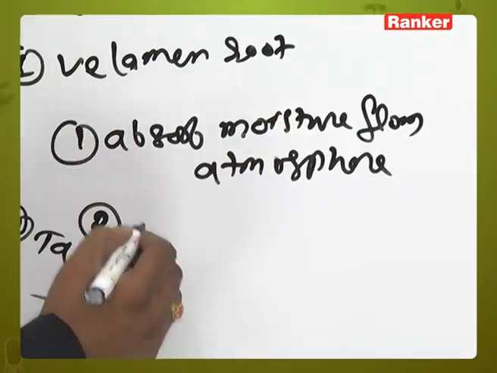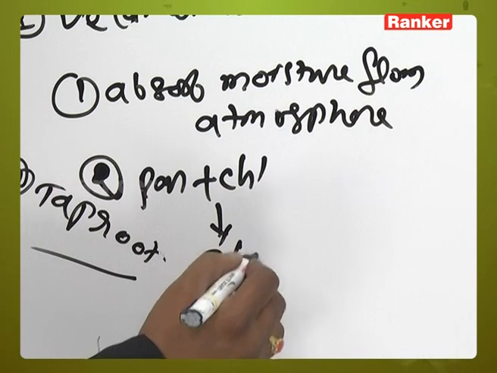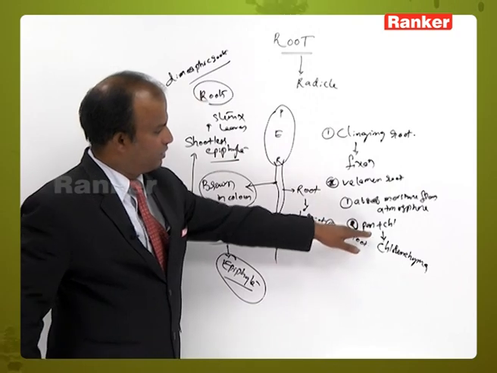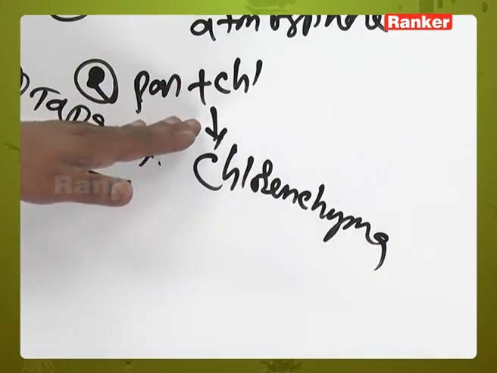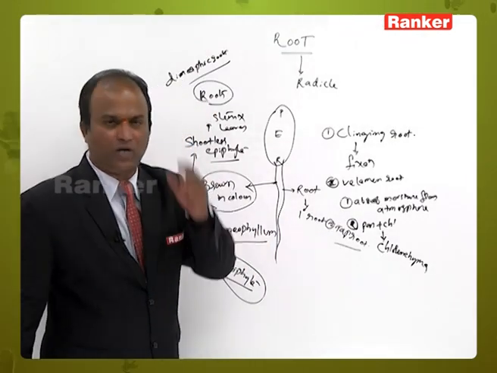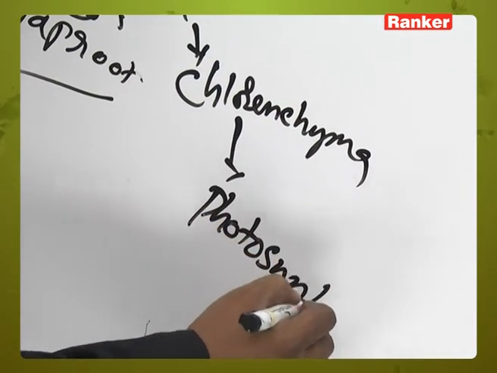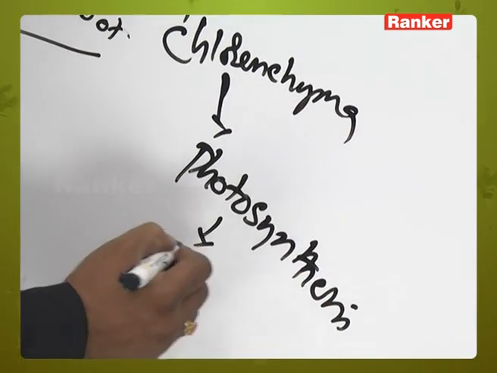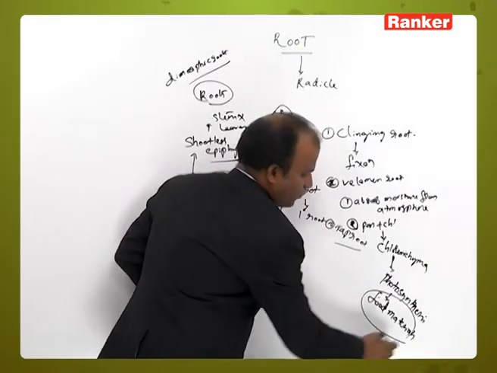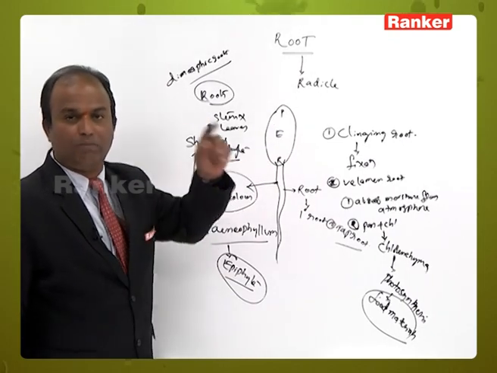This velamin root contains parenchyma plus chloroplast, so it is chlorenchyma. Since it shows chlorenchyma, it can perform photosynthesis and it can prepare its food materials. That means in all plants the roots are not brown in color.